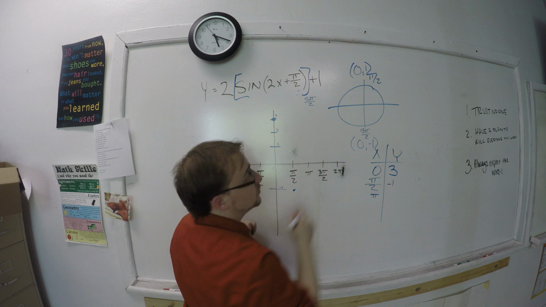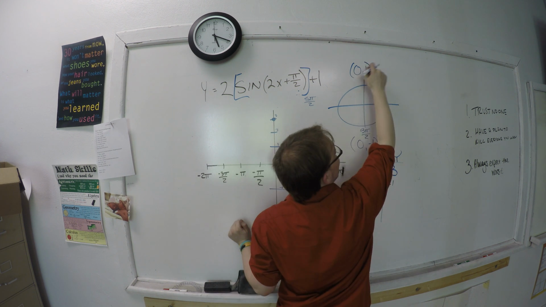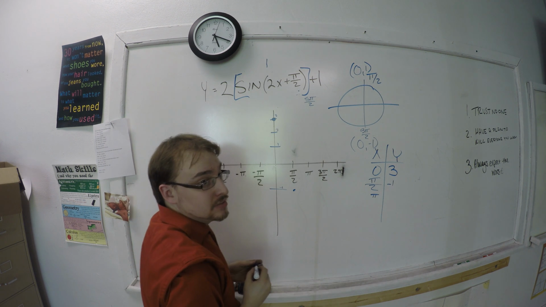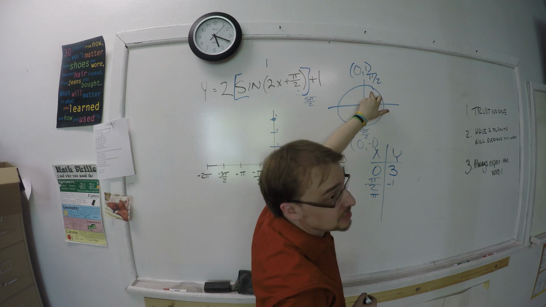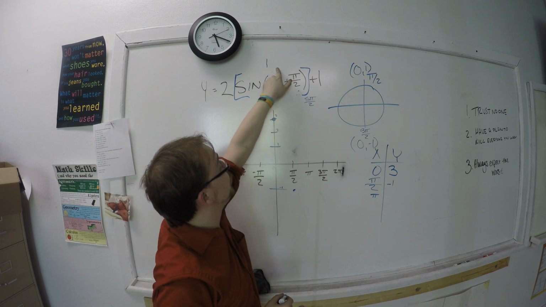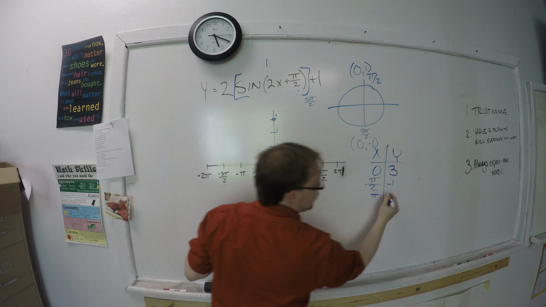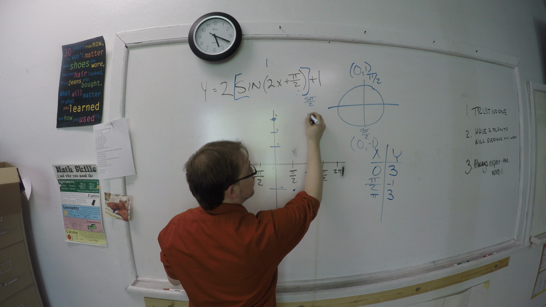Sine of 5 pi over 2. 1, 2, 3, 4, 5 pi's over 2. Oh, look, we're back here. What's sine? It's 1, so this whole thing is 1. We understand why it's 1, right? Sine is interested in the y value, which is 1. 2 times 1 is 2, plus 1 is 3. When we plugged in pi, we got 3. So when we plug in pi here, we're going to get 3.